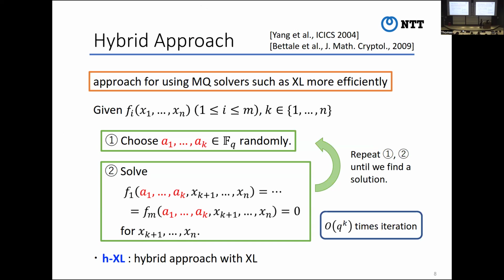But in the first step, we choose k values randomly. So in many cases, we cannot find a solution, and then we return to step 1, choose the values again, and repeat these steps until we find a solution. To find a solution, we have to repeat these steps about q to the k times. In the rest of this talk, we call the hybrid approach with XL as HXL.